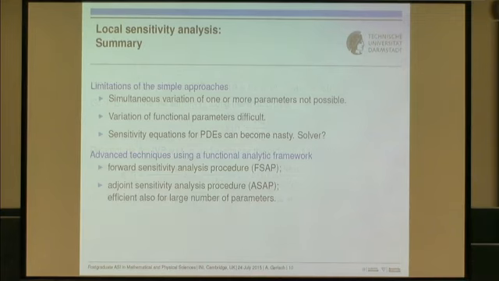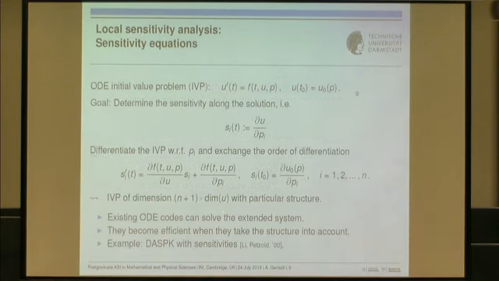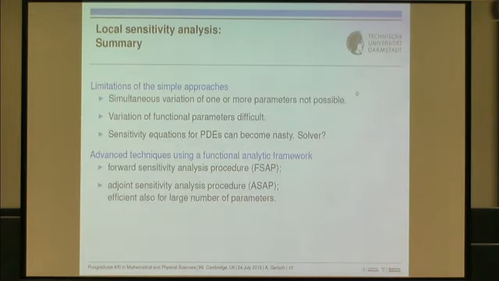Okay, what are the limitations of the simple approaches I've shown you? We always vary one parameter. The simultaneous variation of more than one parameter is not possible. Variation of functional parameters can be done, but it's difficult. And in this example here, sensitivity equations lead to a problem of the same kind as the one you started with. So in that sense, you don't have to change your model implementation. You have to beef it up a little bit. But if you do this in the case of PDEs, that can become really nasty. You get a big PDE system now, you have to solve this, and that might completely change the type and structure of your PDE system, and you might have to think of a completely new and different solver to get solutions for this problem. So that's maybe not the way to go forward.